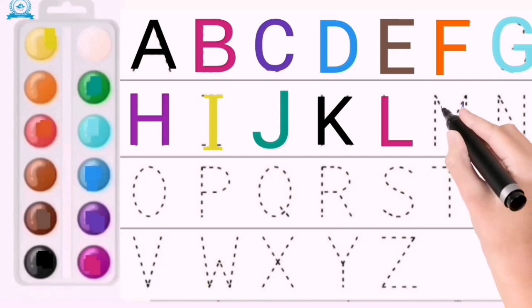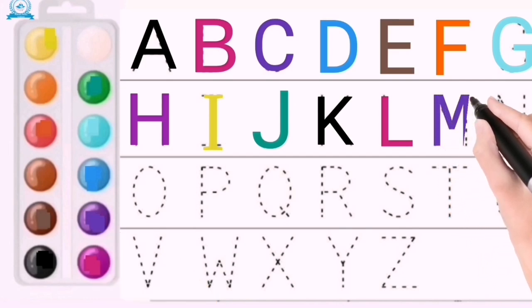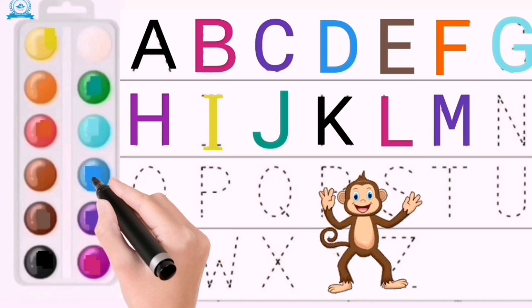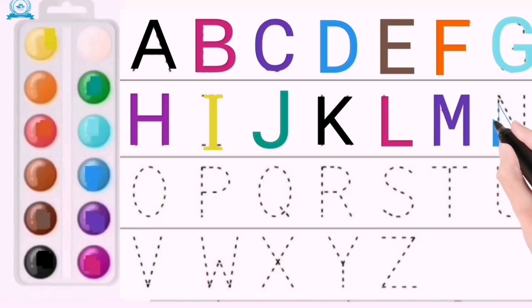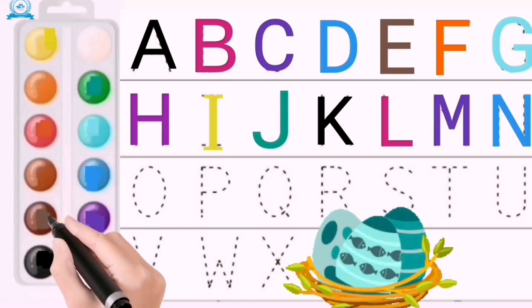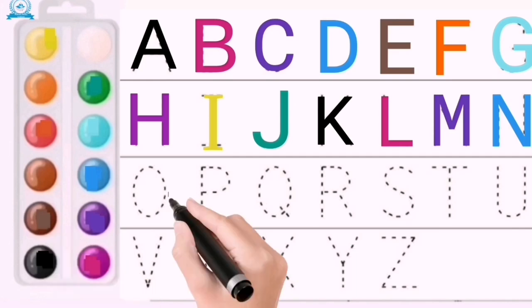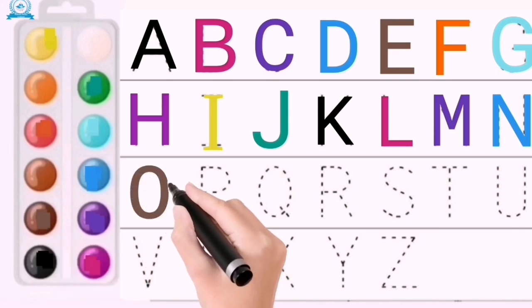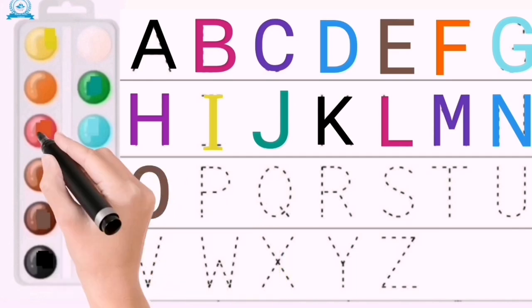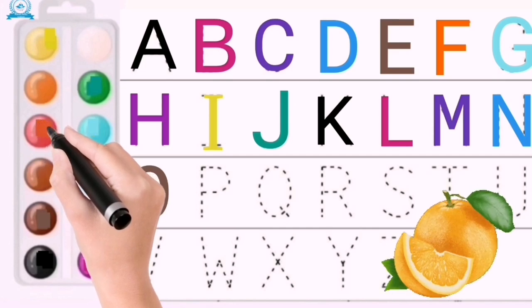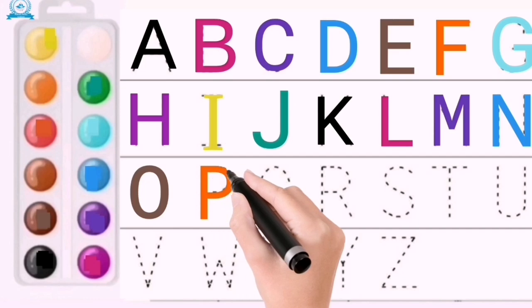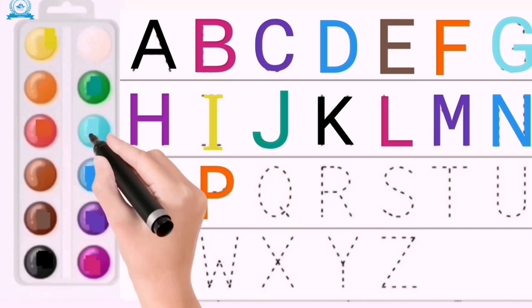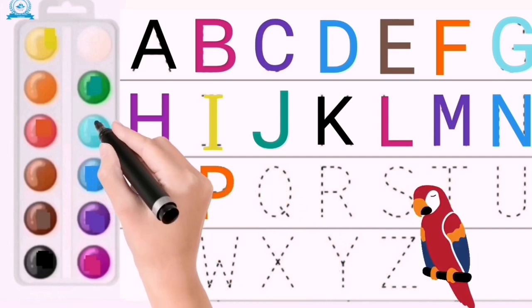M. M is for monkey. N. N is for nest. O. O is for orange. P. P is for parrot.